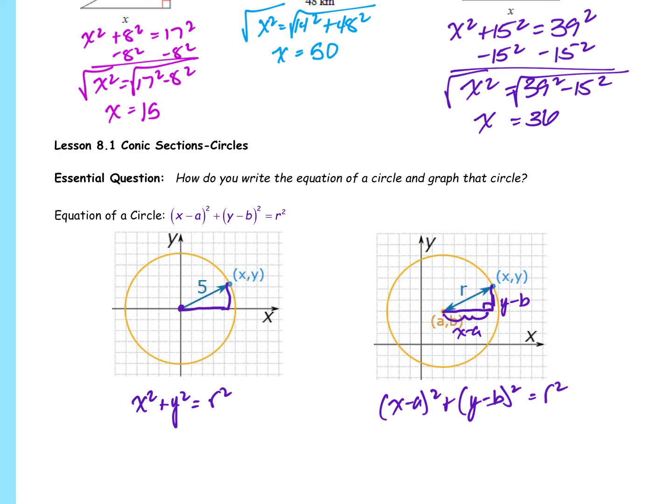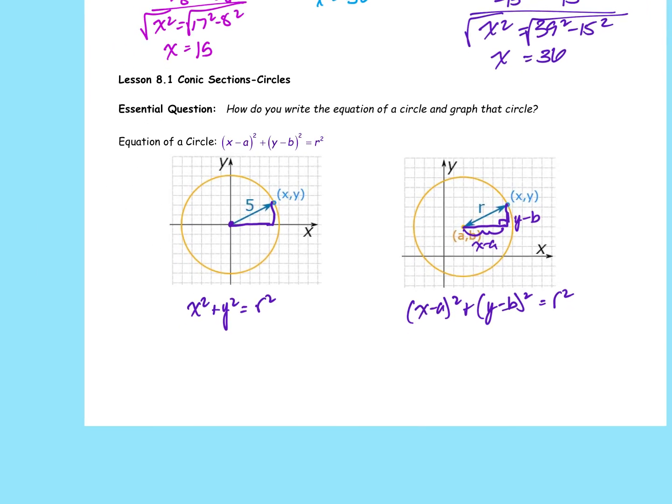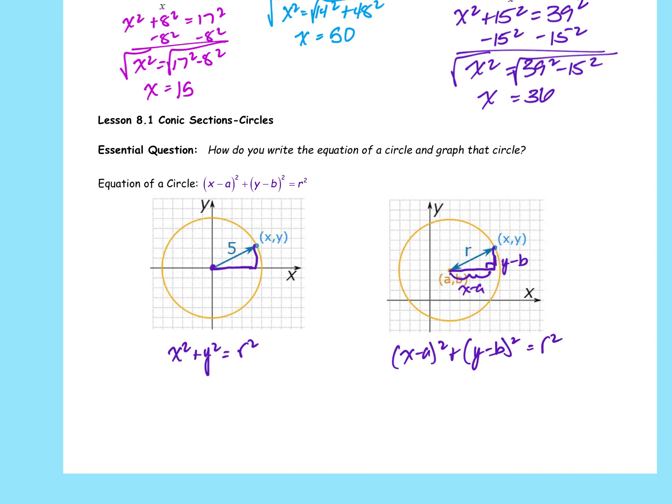But if the center of my circle is not at the origin, then I have to shift it. I have to subtract that a and b, and that will get me back to my 0, 0. That's all it is. It's a pretty easy equation. This one's easy. Tomorrow will be a little harder.